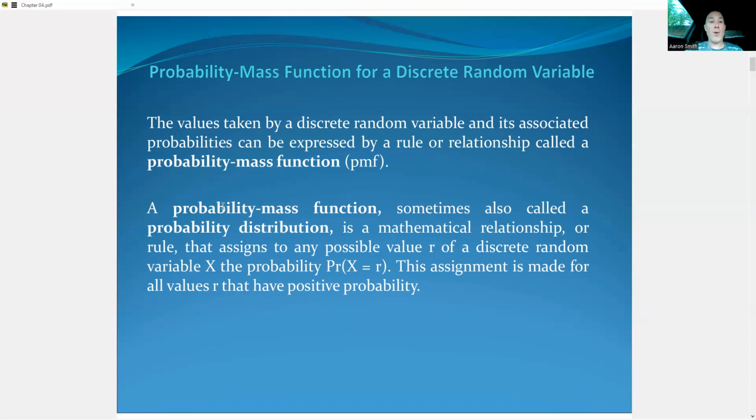A probability mass function, sometimes called a probability distribution, you'll hear me say, I like to say distribution personally, is a mathematical relationship or a rule that assigns to any possible value r of a discrete random variable x the probability that x is equal to r. This assignment is made for all values of r that have a positive probability. All right, so what we're saying is that this probability, the probability of seeing r as the actual value, there's a math equation for it, really. So that's all we've got, really.